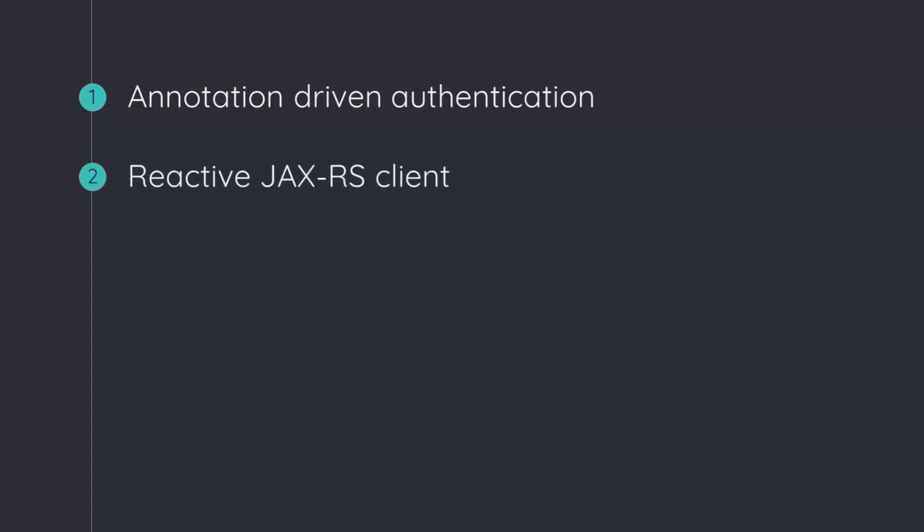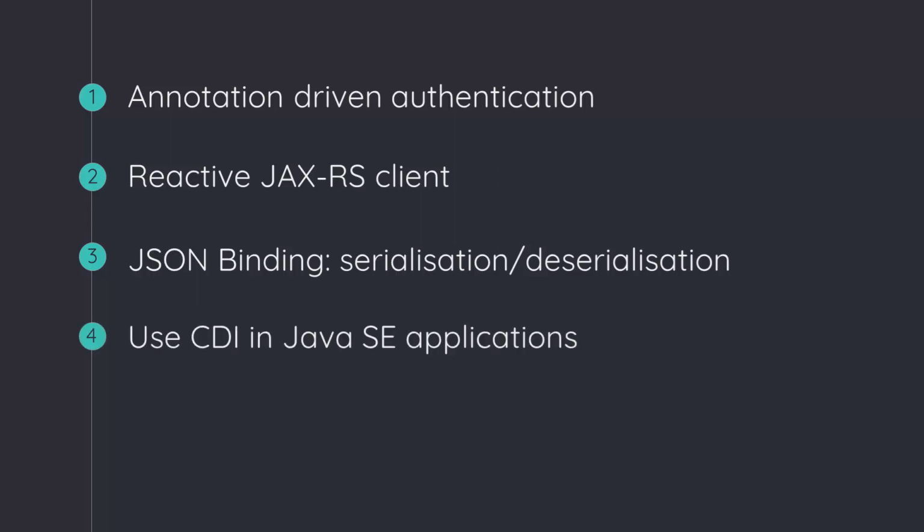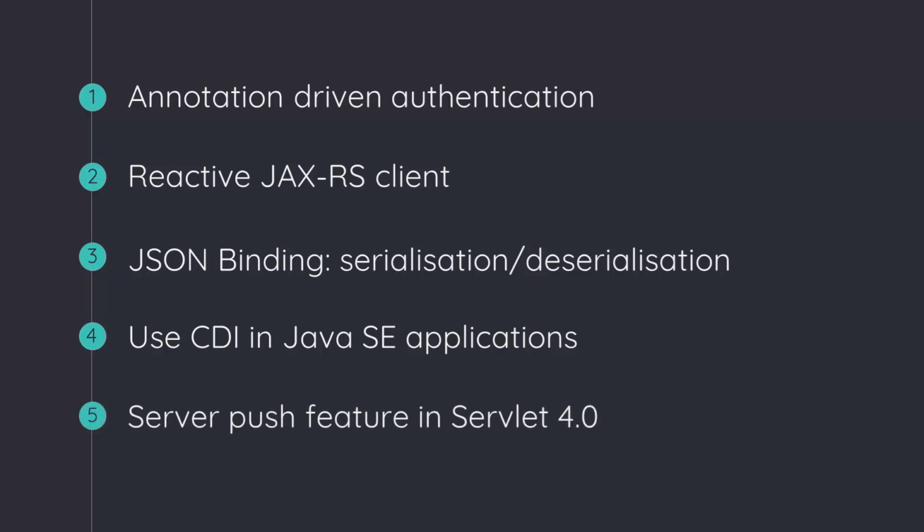Then I will look at the new reactive client in JAX-RS 2.1 that embraces the reactive programming style and allows combinations of endpoint results. I will move on to the new JSON-binding API that provides a native Java EE solution to JSON serialization and deserialization. Then comes the interesting new feature in CDI 2.0 that allows bootstrapping of CDI in Java SE applications. And finally, I will talk about the server push feature in Servlet 4.0 that aligns the servlet specification with HTTP2. Are you ready? So let's get to it.